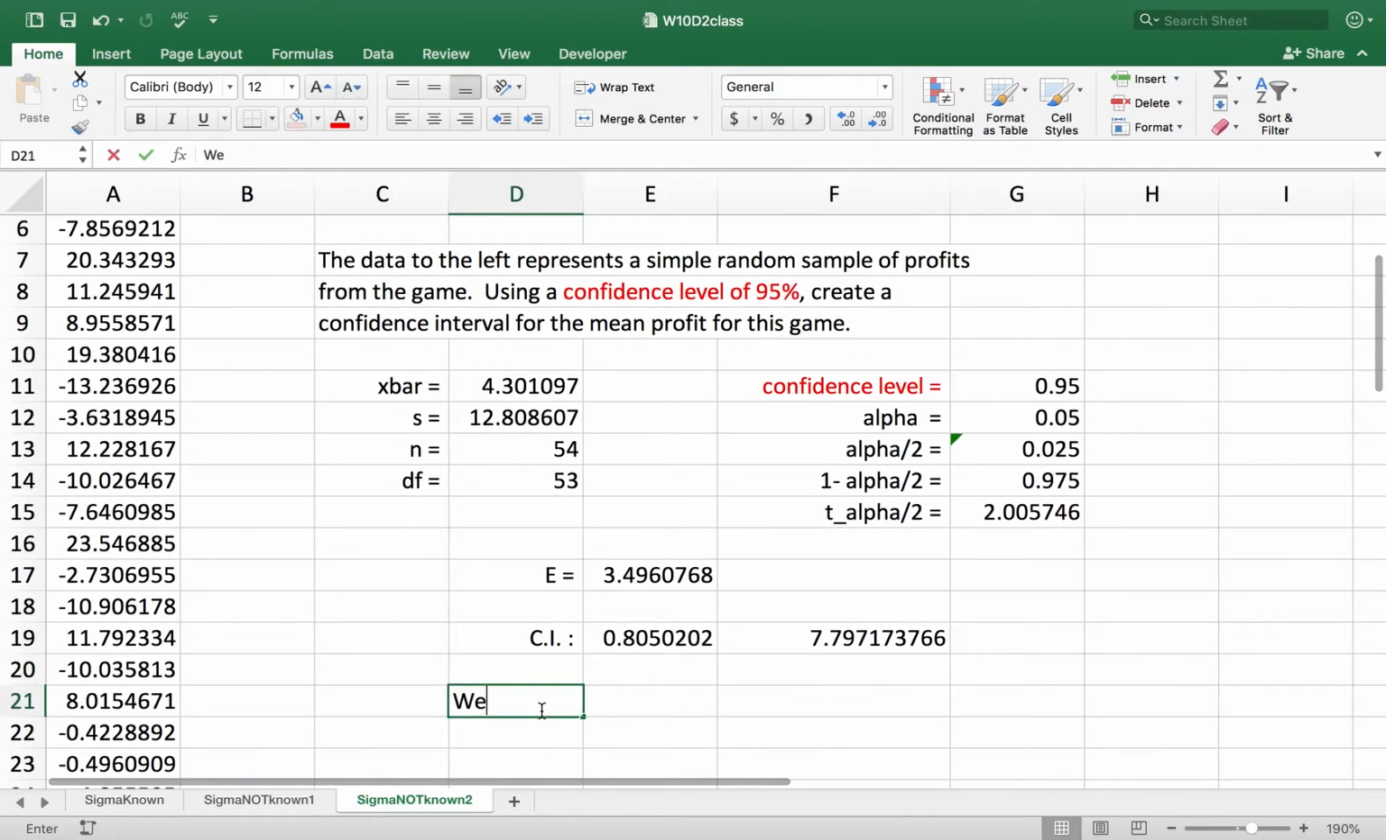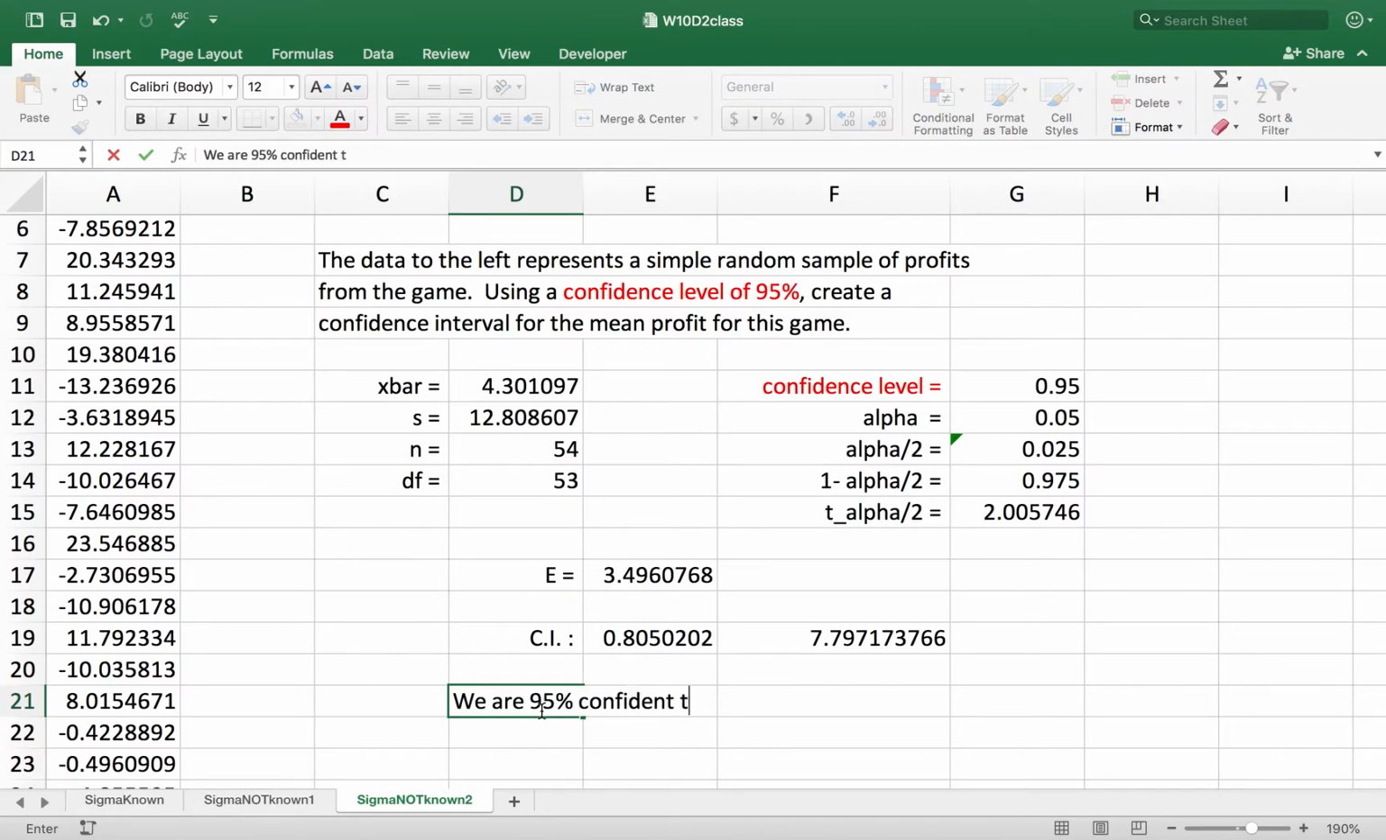Okay. So we are, in this case, 95% confident that the mean profit for this game, so anytime you sit down, on average, the profit for this game falls between about 81 cents and $7.80.